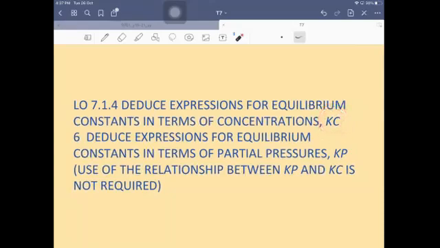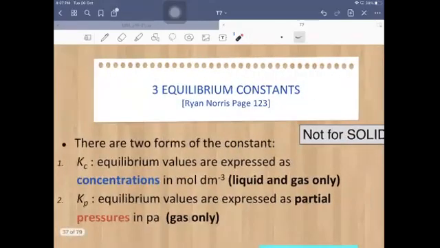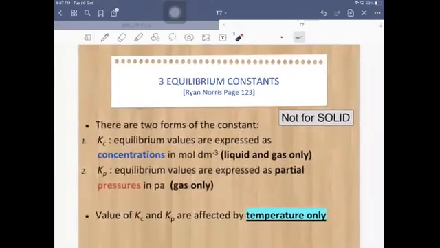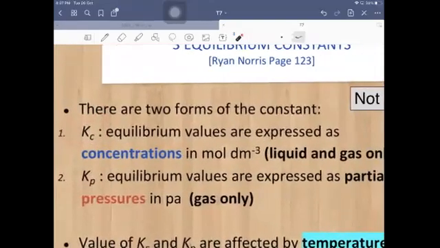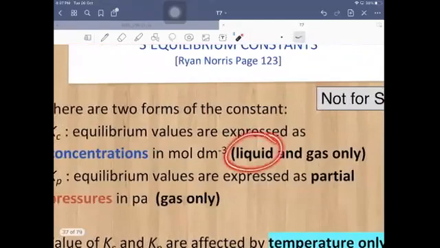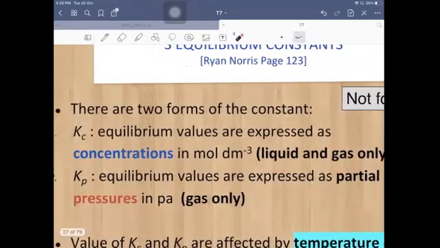Deduce expressions for equilibrium constant. Oh, okay, so that's Kp, that's for later. Okay, so as I said just now, there are two forms of the constant, Kc or Kp. If we're using Kc, we should be talking about the concentration. Kc applies to liquid and gas only, not for solid, because solid doesn't have a concentration, so we leave solid out. Kp is the equilibrium constant based on partial pressure.